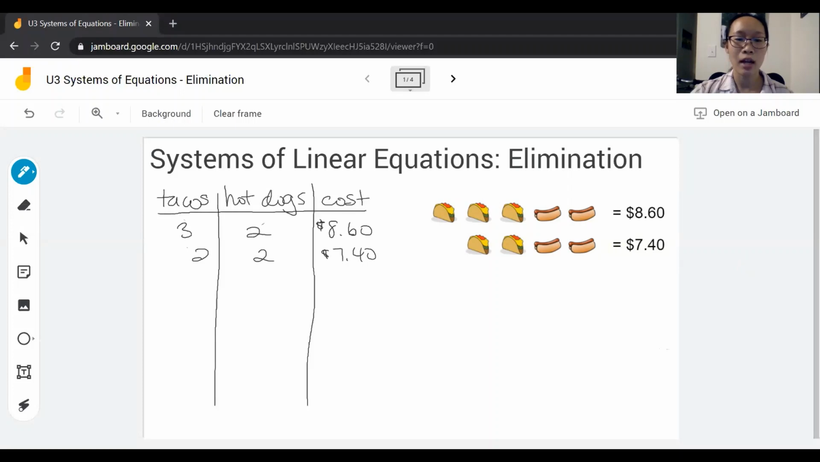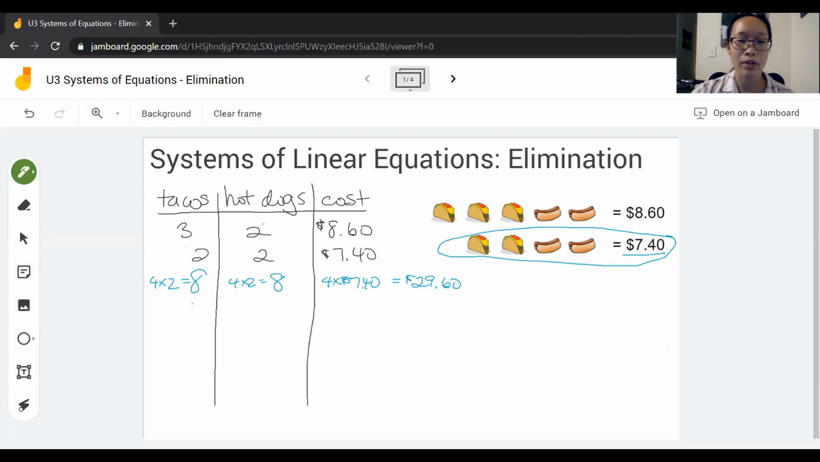The first is that I know how much 8 tacos and 8 hot dogs cost. How? Because it's taking this order and buying it 4 times. So this is 4 times 2 and 4 times 2, which means it's 4 times the cost of $7.40, which means this is $29.60.